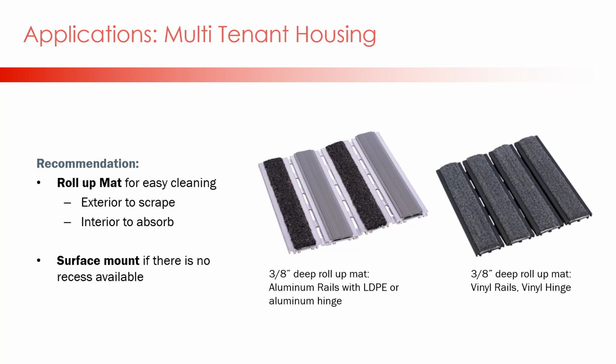The aluminum rails can be used both indoors and out, where the vinyl rail is recommended only for interior use. The choice of hinge for the aluminum rail will depend on sound requirements. The LDPE hinges are quieter than aluminum. You will also want to include both scraping and absorbing treads for this type of system.